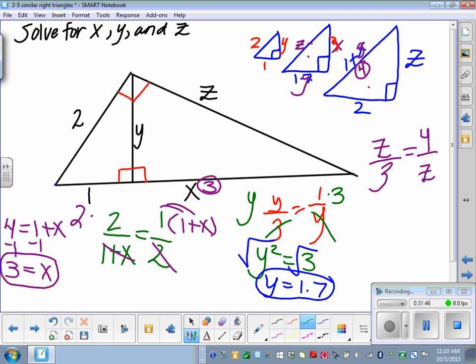So cross multiply. Multiply both sides by z. We'll have z squared is equal to what? 12. So then square root both sides. 3.4. So z is equal to 3.4.